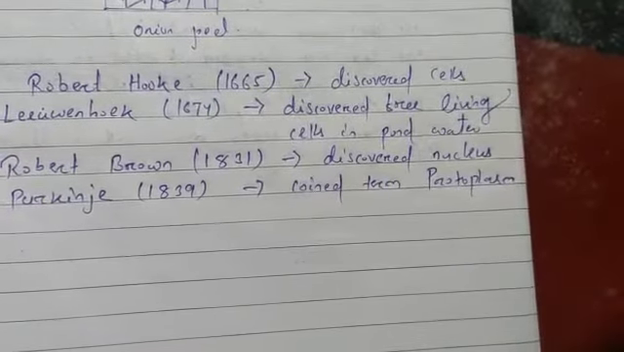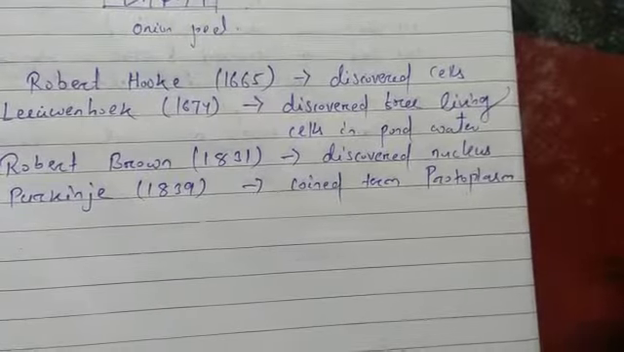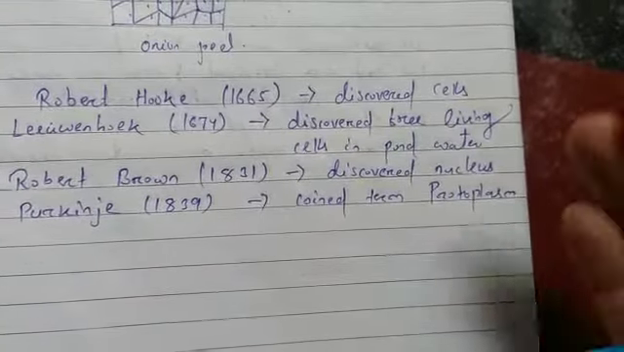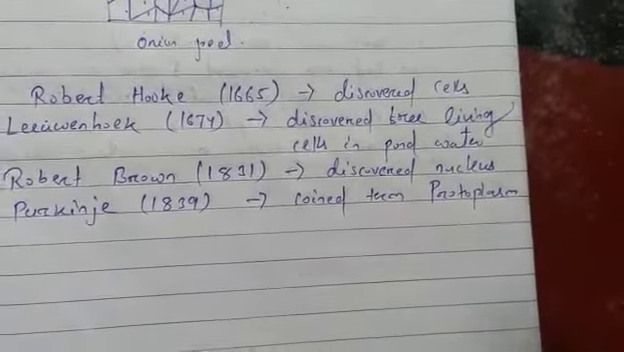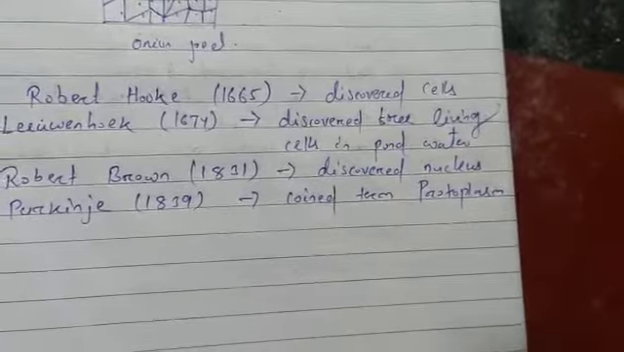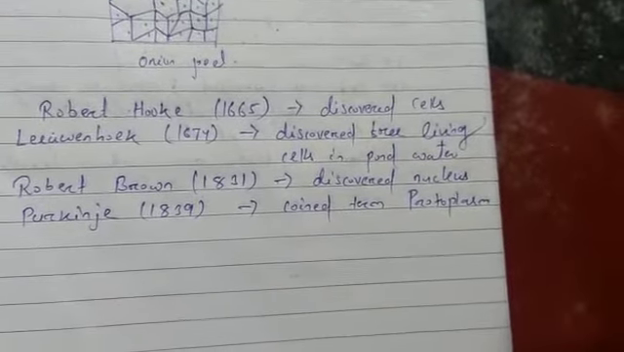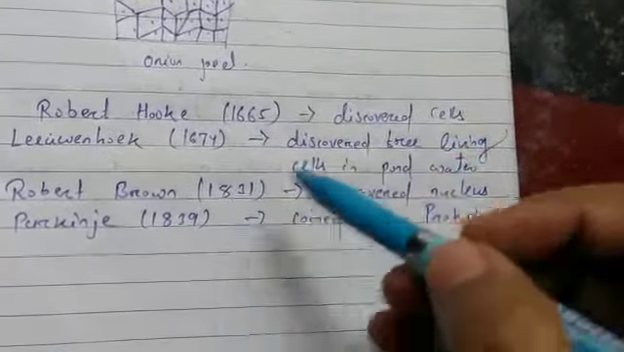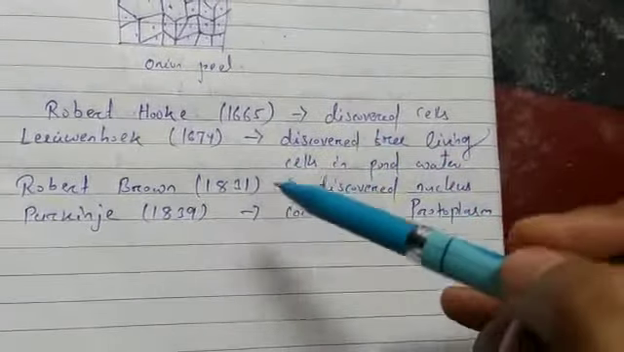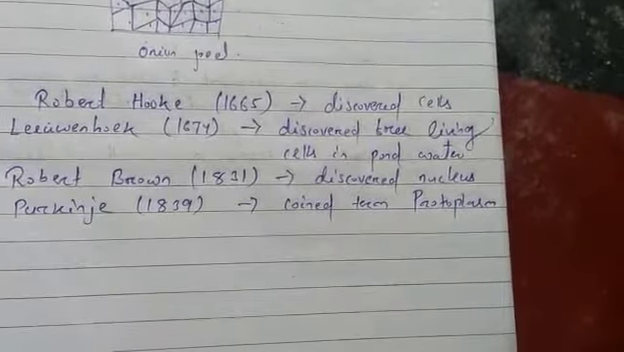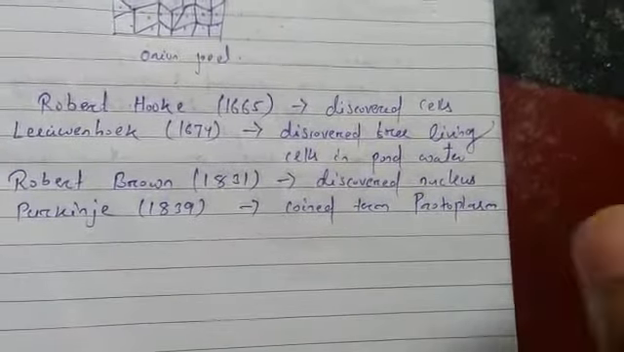Then slowly some more scientists came. The invention of magnifying lenses took place, and it led to the discovery of the microscopic world. You can read your book, page number 58. It is given about the scientists and their discoveries. So please read all these things. These are very important.